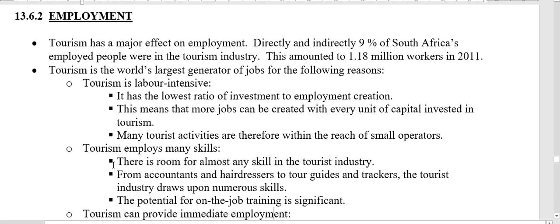The second aspect of the economy that we're going to look at is employment. Okay, so in other words, what is the contribution that tourism makes to employment, to relieve unemployment in our country? Now, tourism has a major effect on unemployment. You'll see that directly and indirectly, 9% of our employed people were in the tourism industry, either making a direct contribution or an indirect contribution. And in 2011, that amounted to around 1.18 million workers. That is a significant amount of people that are involved in the tourist industry.